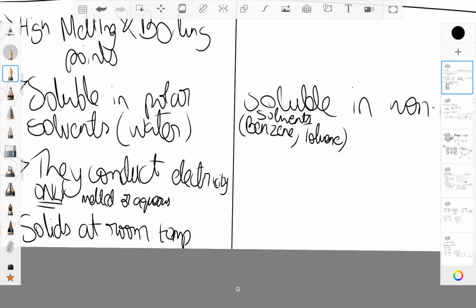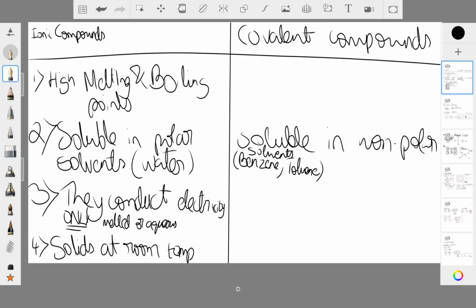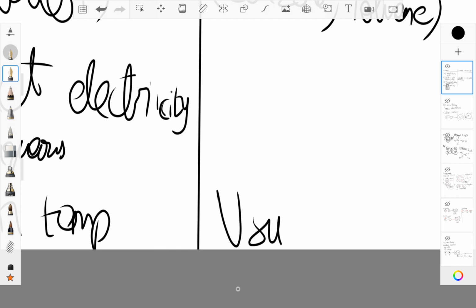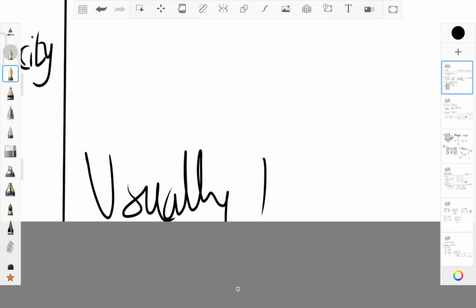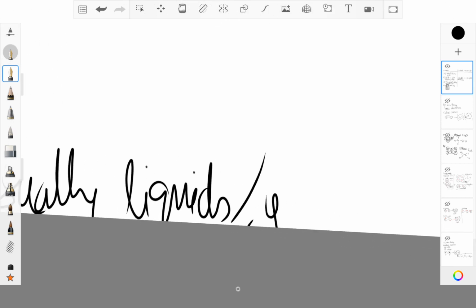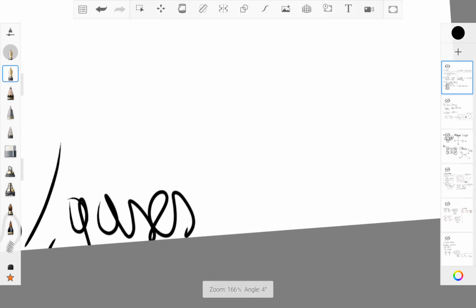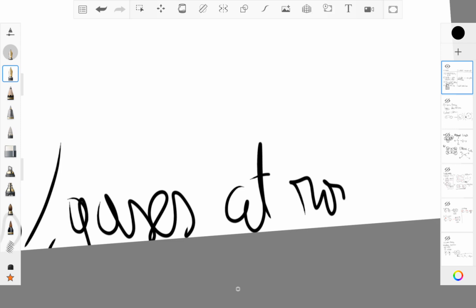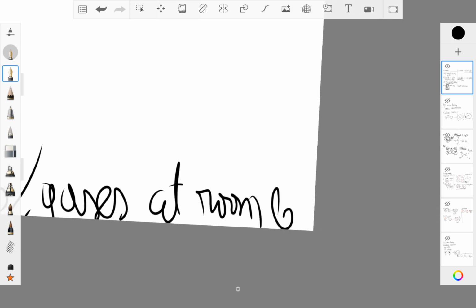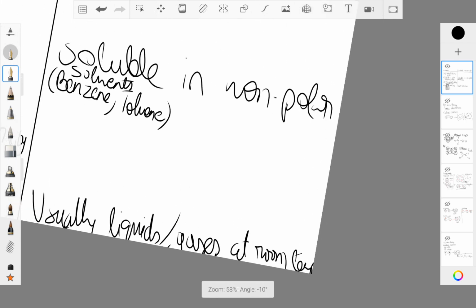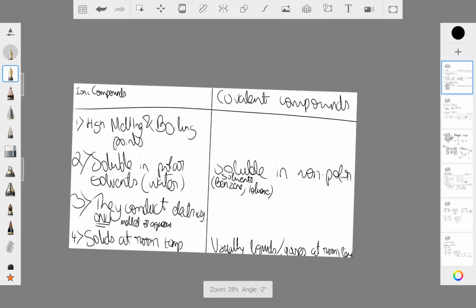Solids at room temp. So covalent compounds don't conduct electricity, and they are usually liquids or gases at room temp. So hydrogen is a gas, water is a liquid, etc. at room temperature. Yeah, and that's the differences between ionic compounds and covalent compounds. It's very important in the IGCSE scheme.